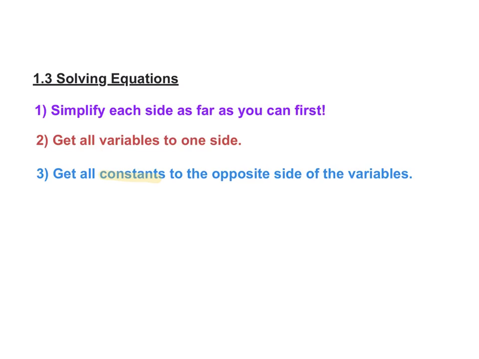So you've simplified the left side, you've simplified the right side, you decided you wanted to move all the variables to one side, therefore the numbers have to go to the other side of the variable. And then you just have to solve for the variable. And that's it. You've solved equations a bazillion times already. But if you needed a little refresher on the steps, there you go.